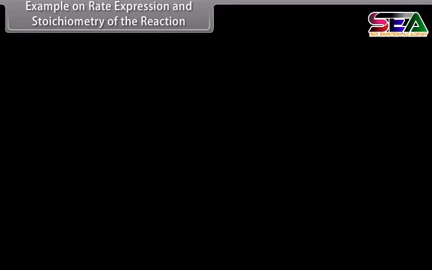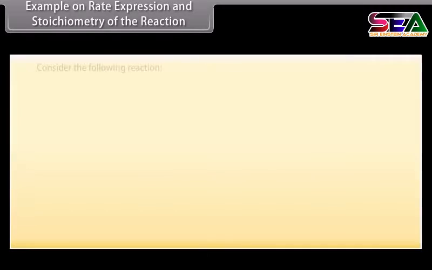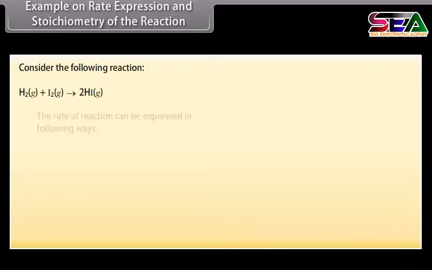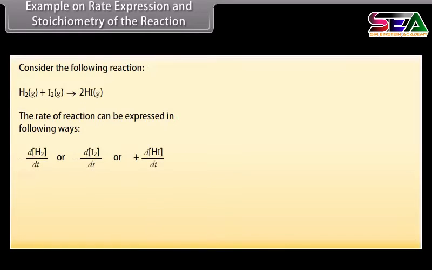Example on rate expression and stoichiometry of the reaction. Let us consider the following reaction. H2 plus I2 gives rise to 2HI. The rate of reaction can be expressed in the following ways. Minus d by dt of H2, or minus d by dt of I2, or plus d by dt of HI.